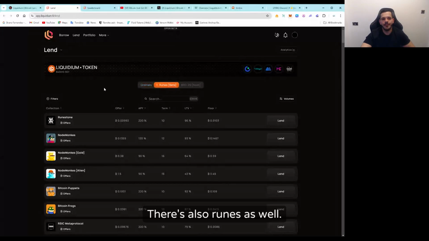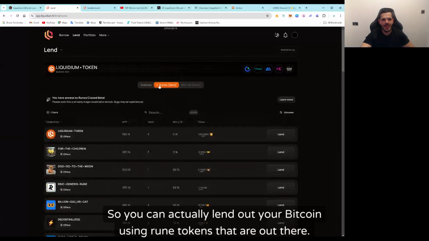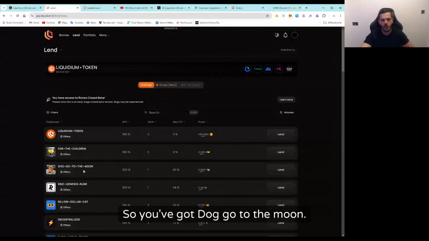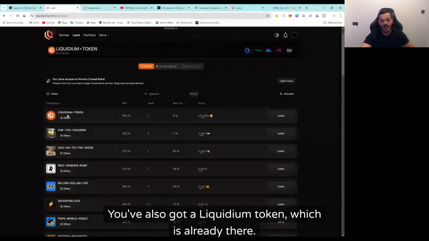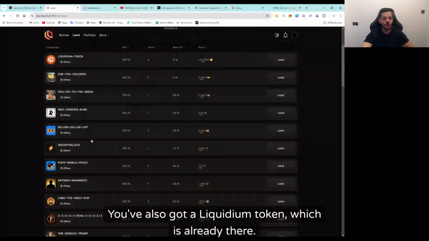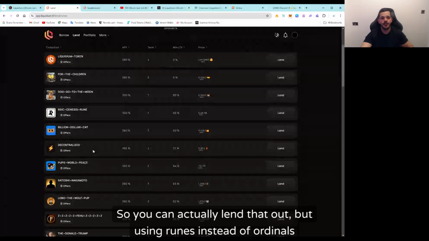There's also runes as well, so you can actually lend out your Bitcoin using rune tokens that are out there. So you've got Dog Go to the Moon, you've got Arsic Genesis Rune, you've also got the Liquidium token, which is already there. So you can lend that out, but using runes instead of ordinals.